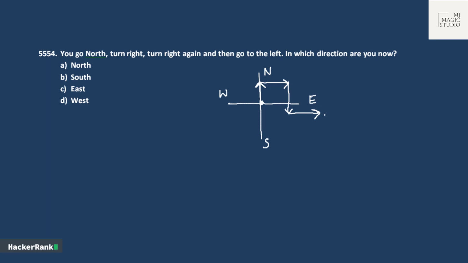In which direction are you now? Simple. I am now in the direction called east. Option C is the pick.